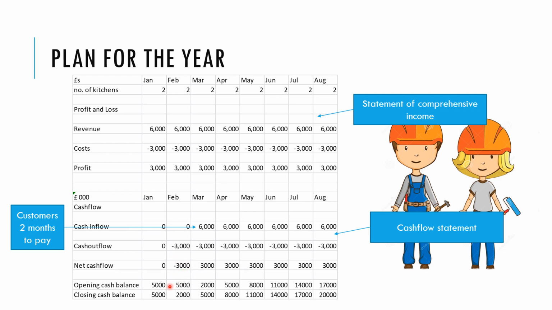And we can see the impact on their closing cash balance. So the £5,000 they started with goes down to £2,000 in February, and then it picks up and improves throughout the rest of the months, and by the end of August they would have £20,000 in the bank. Now does that cause Talisa or Tiddy any problems? Not really. They've always got cash in the bank, and so there's no real issues in terms of cash flow.